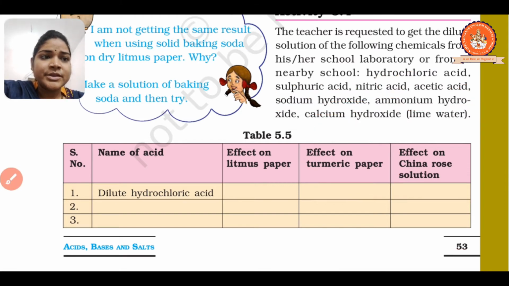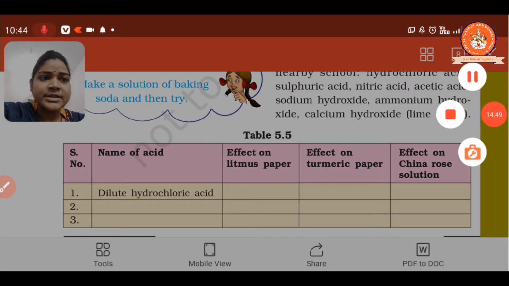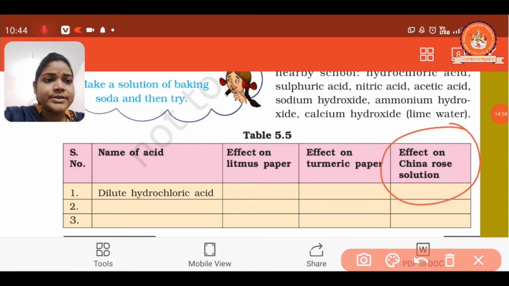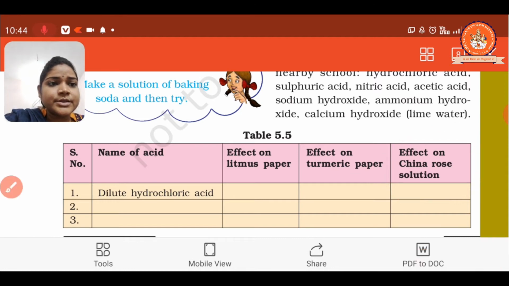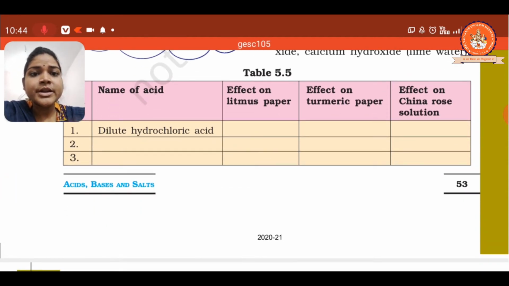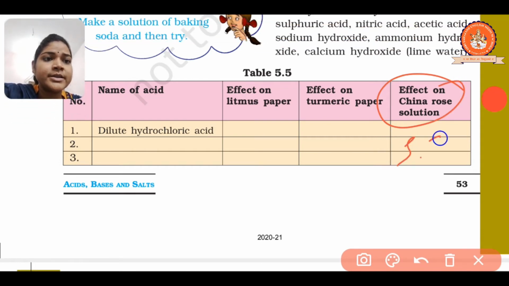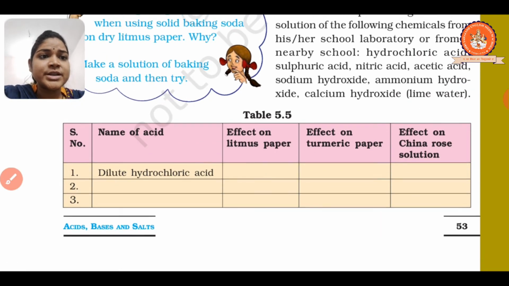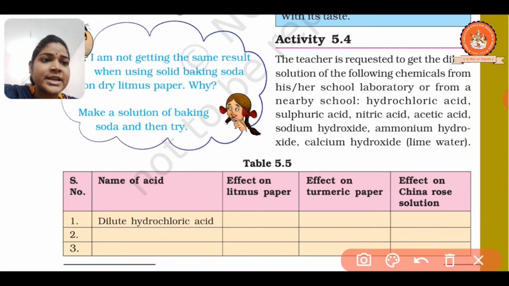Now the third one is the effect on China rose. In China rose, we already did activity 5.3. In 5.3, we observed that the China rose indicator turns an acidic solution dark pink and a basic solution green, right? So here you know very well which solution is acidic in nature and which solution is basic in nature.